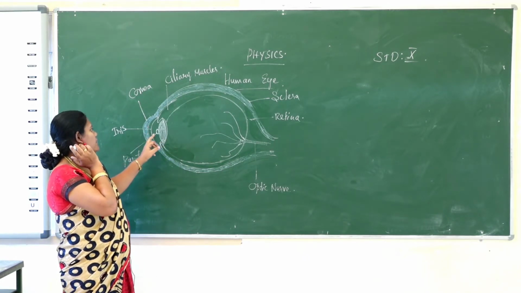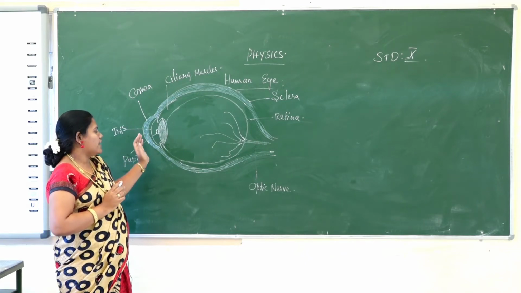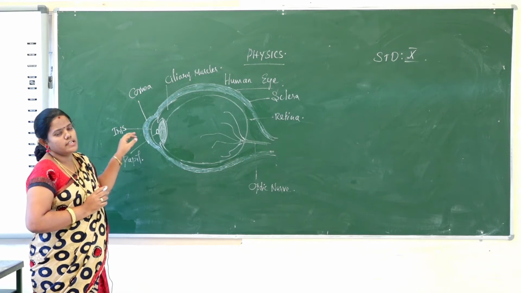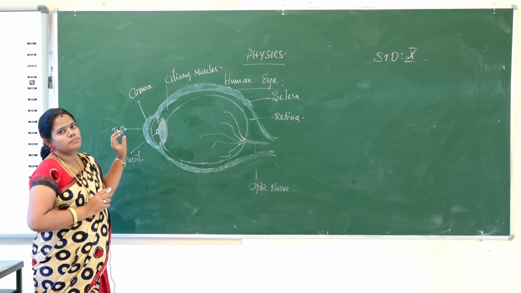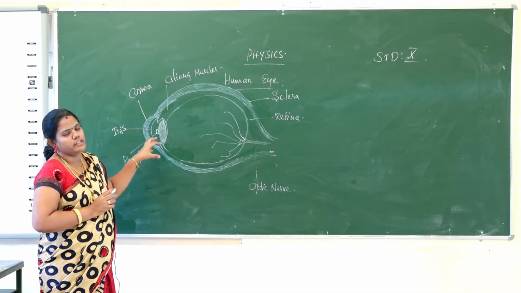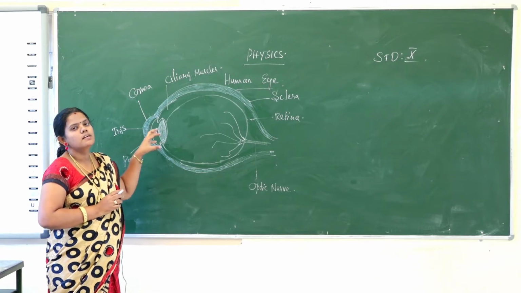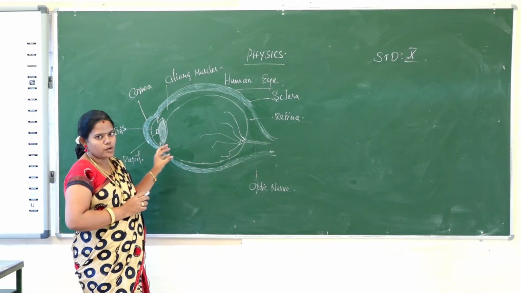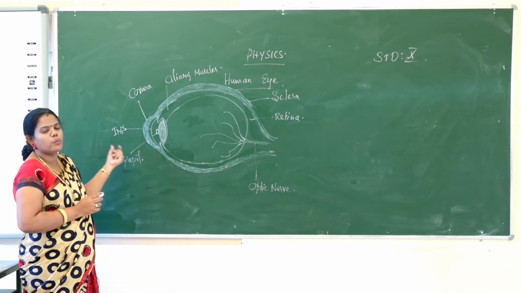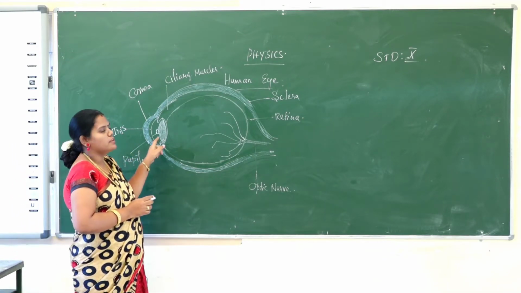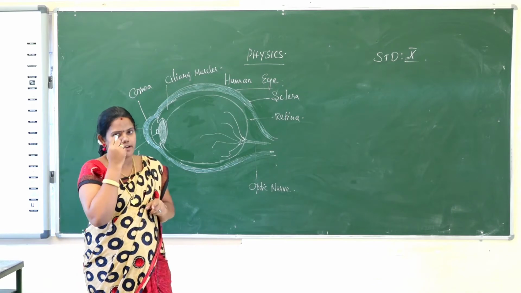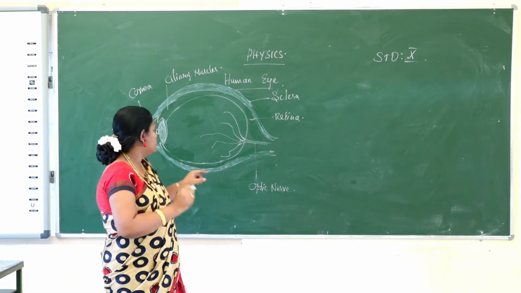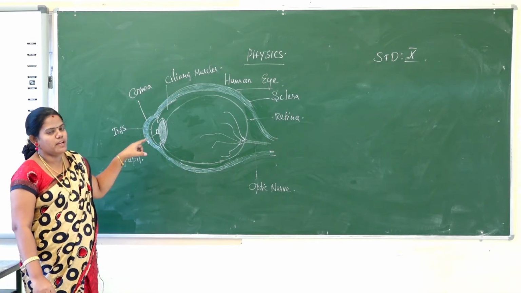It is located after the cornea, in front of the eye lens. The iris is used to control how much light enters the eye. It decides how much light should enter the eye; that is the work of the iris. Next, the pupil. The pupil is the small black dot in the center of the eye, and the light enters the eye only through it.